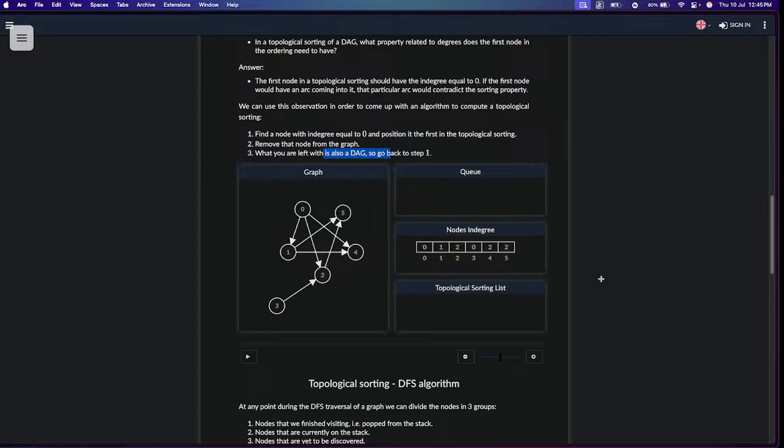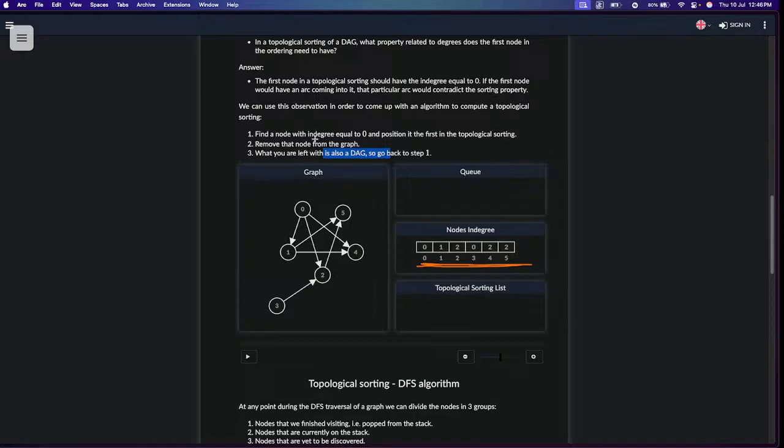So let's pick up a rather simple DAG, and let's try this one, right? So there's 0, 5, 1, 4, 2, and 3. If you look at this, there's nodes of 0 and so on and so forth.